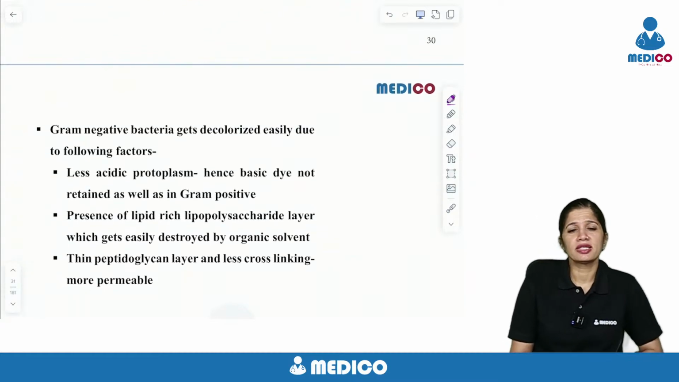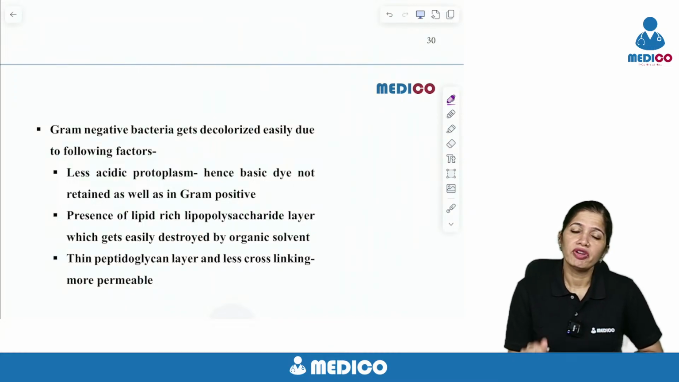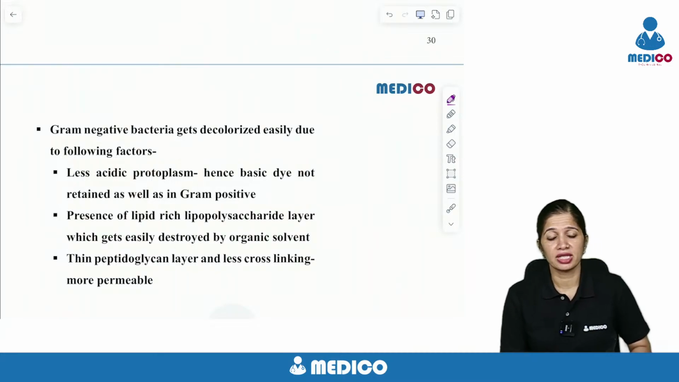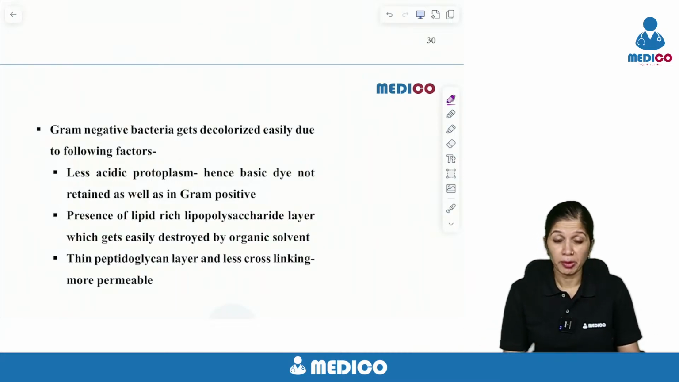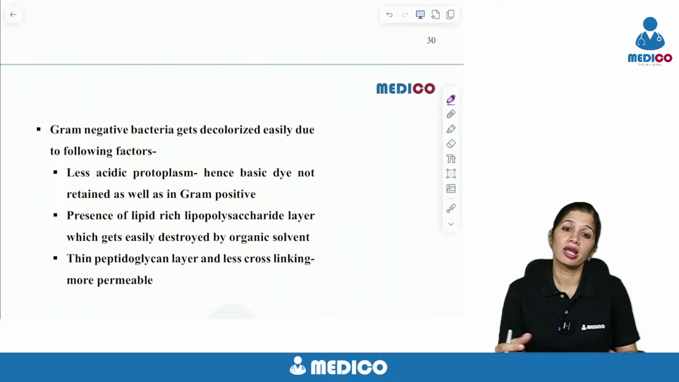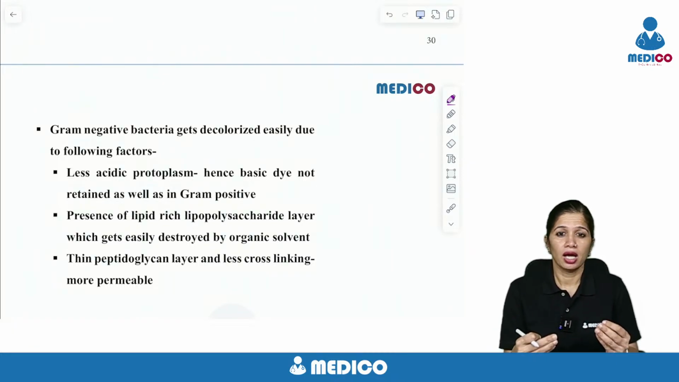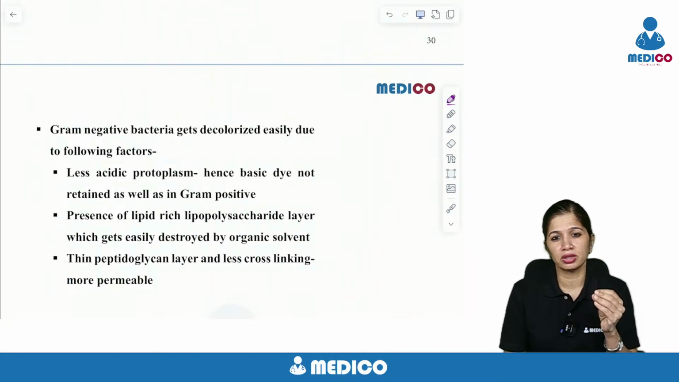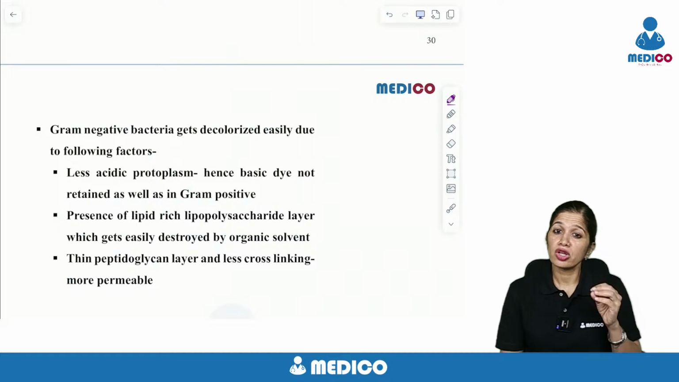Why do gram negative organisms get decolorized that easily? There are many reasons for that. Everyone knows that the peptidoglycan layer is not as thick as in gram positive, and it's less permeable. Okay, I mean it's more permeable. Okay, so it will allow the dye to run out of it very easily. That one point is known to all, but that's not the only reason.